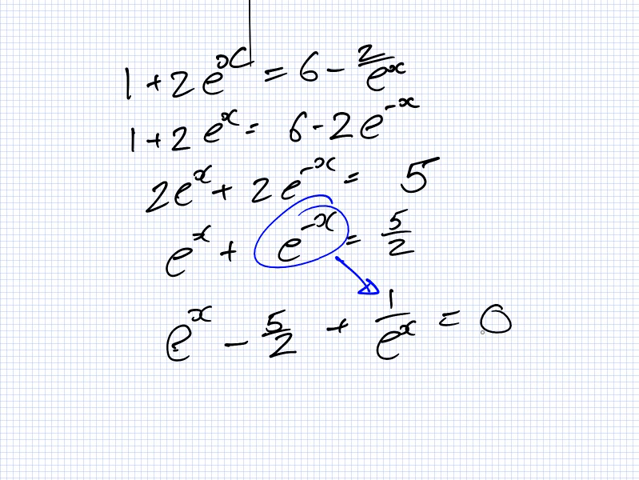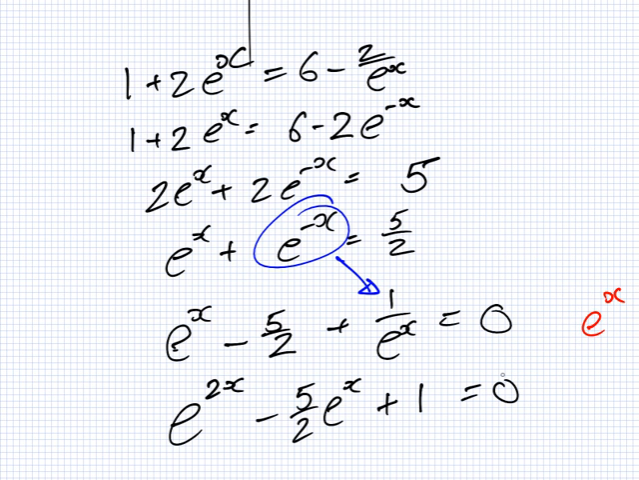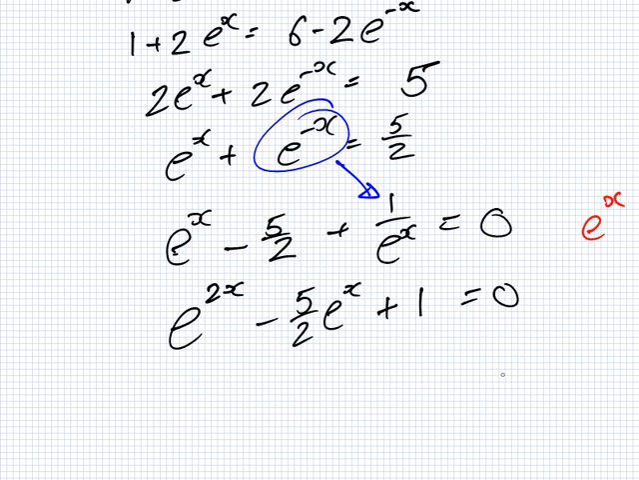So maybe somebody can see what to do now. Any ideas? e power x. That's it. Multiply everything by e power x. So this one will become e power 2x minus 5 over 2 e power x plus 1. Again, what type of problem is this? Quadratic. I don't think this has roots. We'll need to use the formula.